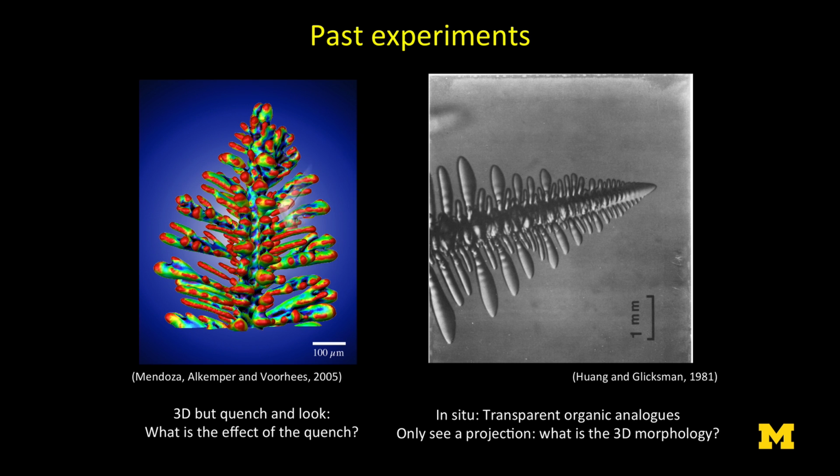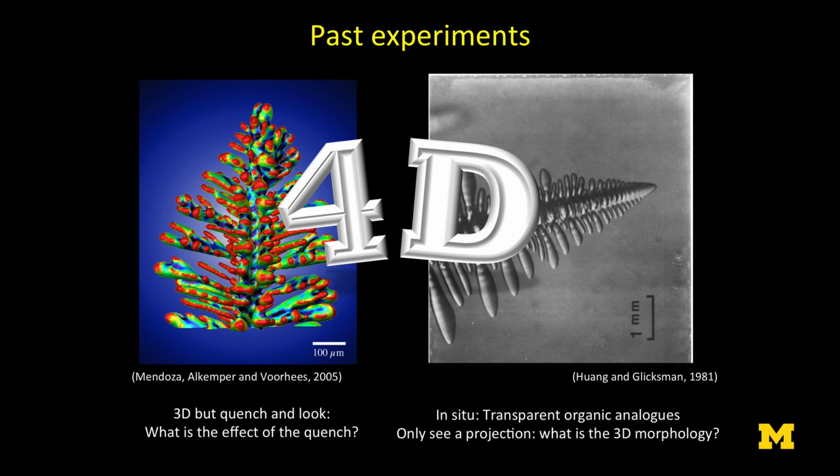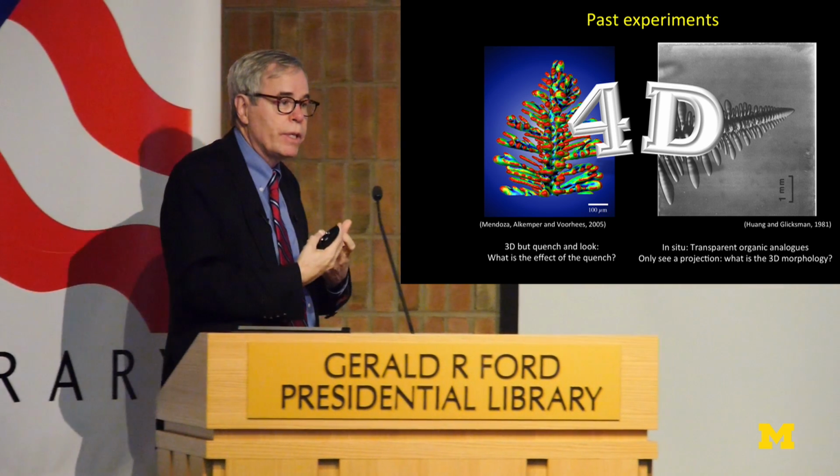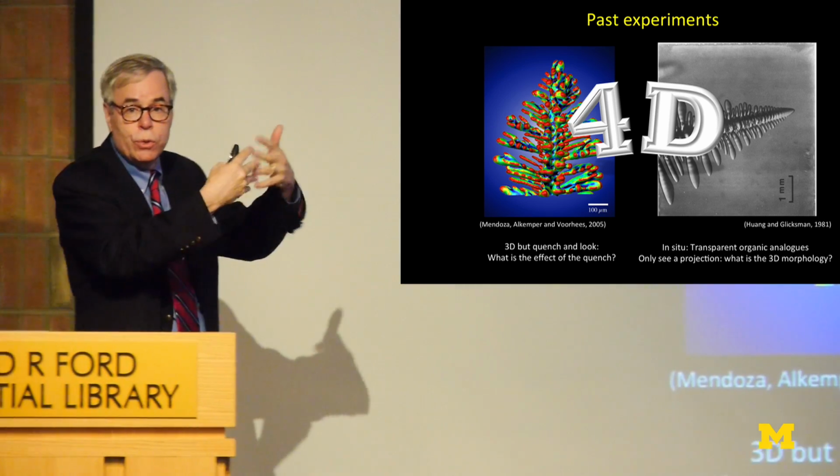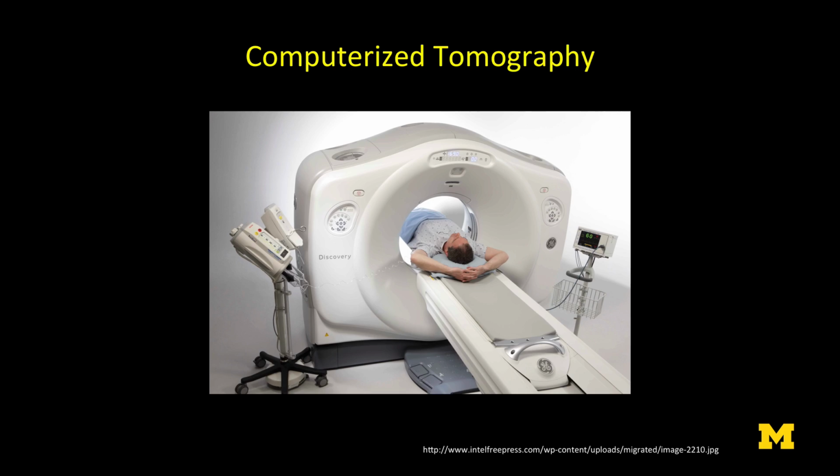And the way to do that is to go to 4 dimensions. So we have to measure the evolution of a material in 3 dimensions and in time. And we want to combine these 2 experiments somehow. And one way to do that is by tomography.